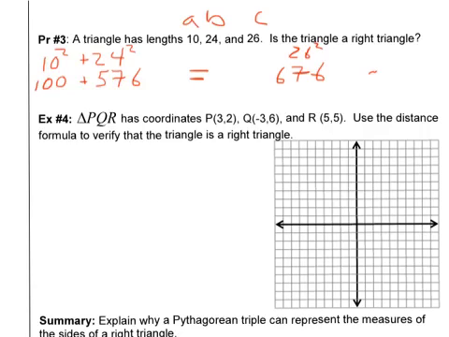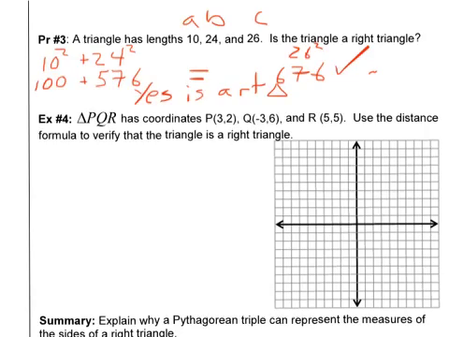All right. Here's what I got when I did it. 100 plus 576, that is 676. So 10 squared is 100, 24 squared is 576, and 26 squared is 676. So yeah, this works. So yes, this is a right triangle. Boom.